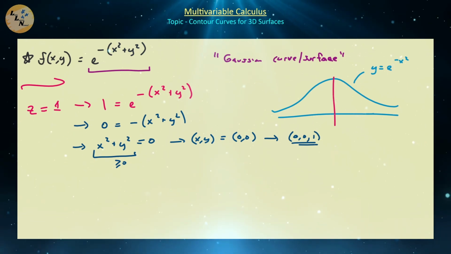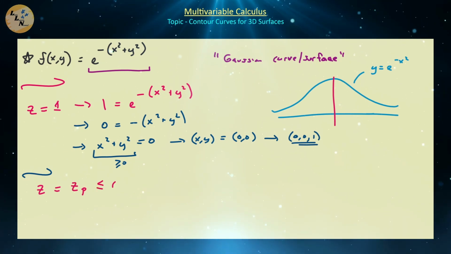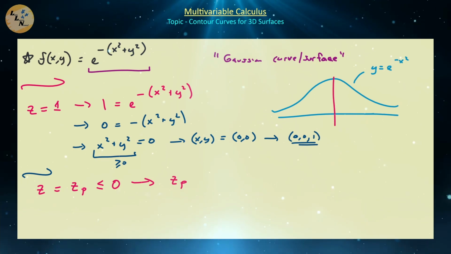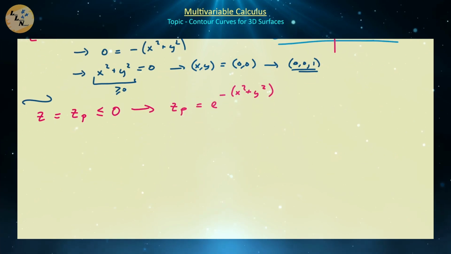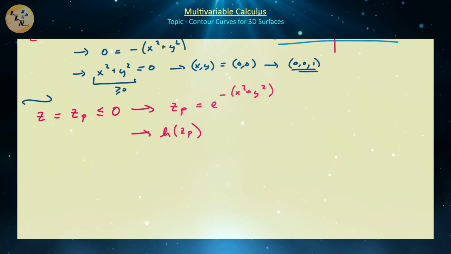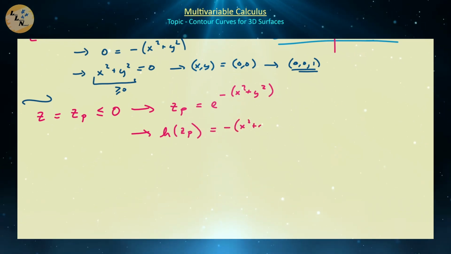Also, what does that mean? That also means a bit of other things, so let's actually investigate that. Let's assume that z is equal to some particular value z_p, in particular a negative value, and let's also include 0. So if we solve this equation, what are we going to get? We're looking at a set of values at one time. That's going to be equal to e to the minus x squared plus y squared. Then we take the natural log of both sides, and the natural log of those values is equal to minus x squared plus y squared.